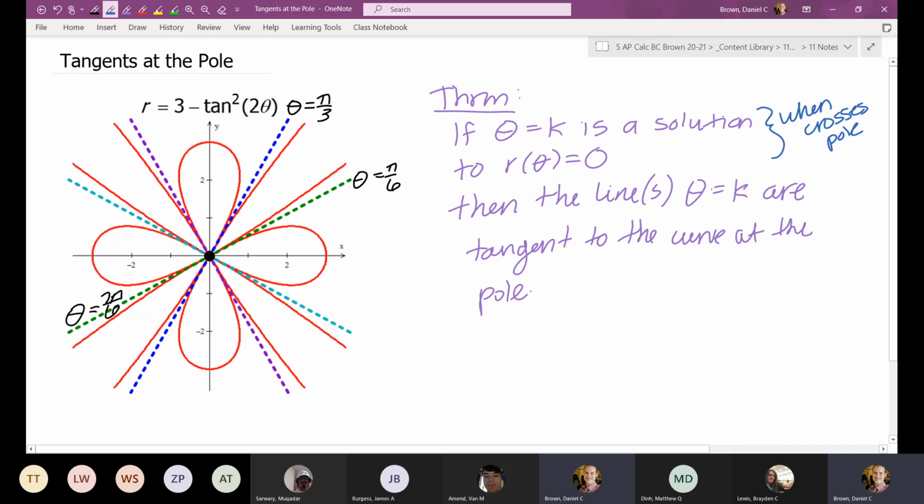Those values, those angle measurements of where it's crossing the pole, are also tangent lines on the graph. So notice it's a little bit different way of thinking about tangents. We don't have to find a derivative. We don't have to do y minus y1 is equal to m times x minus x1. The solutions to the equation r is equal to 0 are themselves lines that are forming tangent lines.